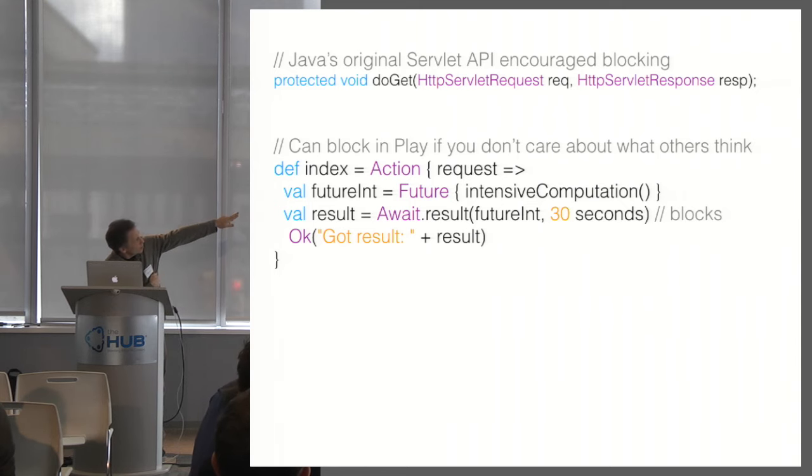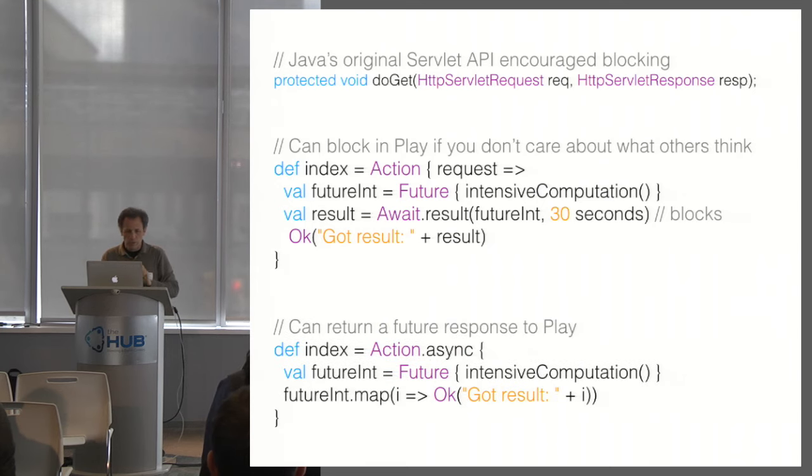But what that Await.result does is you pass it a future, and then if the future completes within 30 seconds, it will actually return the result. And then what you did is block the thread, and then when it's done, it will return the response. So that's sort of the unidiomatic way to do things in Play. What you should do is return a future response. So when I get my future integer back, I just map onto that to get a new future of type response, and I can return that to Play.